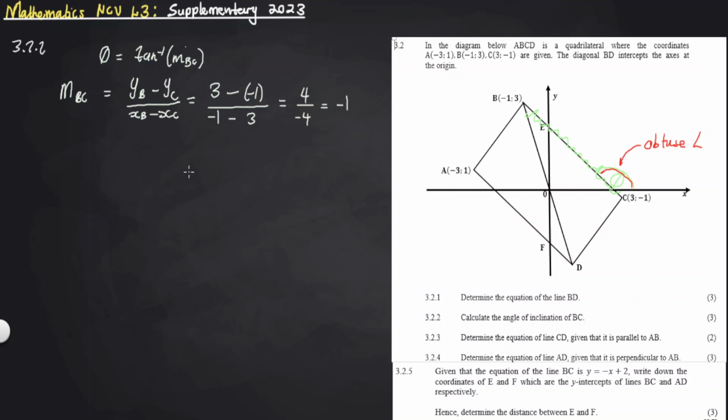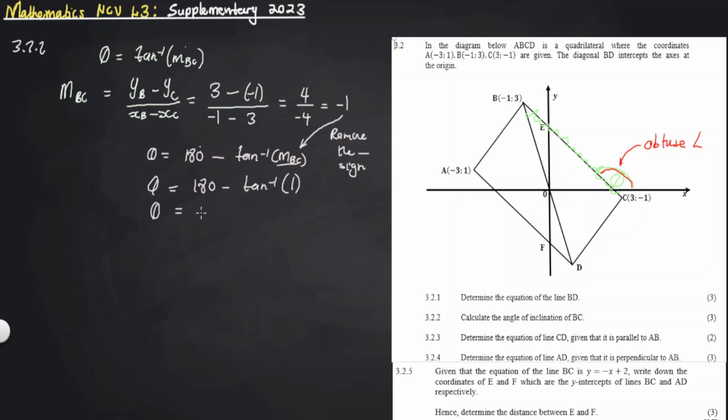to 180 degrees. Now theta is going to be equal to 180 plus arctan of the gradient BC. But when we substitute, we remove the negative sign. No, not plus but minus. My apologies, not plus but minus. So it's going to be 180 minus arctan of the gradient of line BC, that's 1.